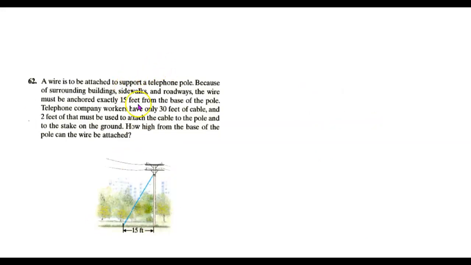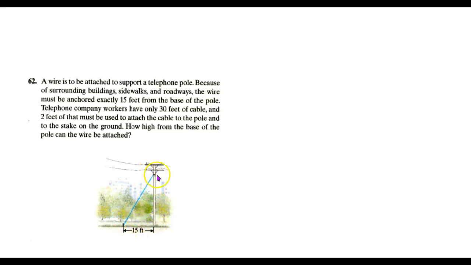Okay, one more example. A wire is to be attached to support a telephone pole. Because of surrounding buildings, sidewalks, and roadways, the wire must be anchored exactly 15 feet from the base of the pole. Telephone company workers have only 30 feet of cable, and 2 feet of that must be used to attach the cable to the pole and to the stake on the ground. How high from the base of the pole can the wire be attached?